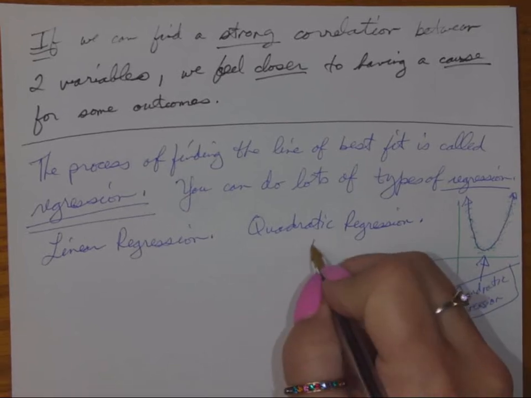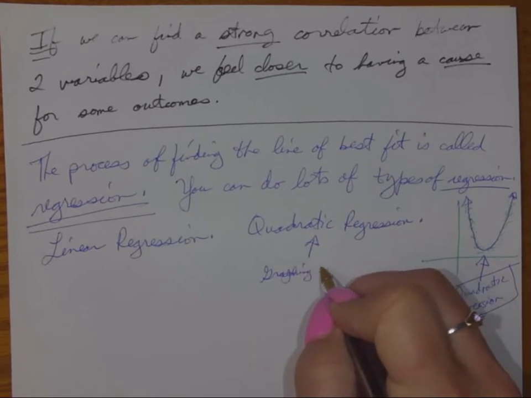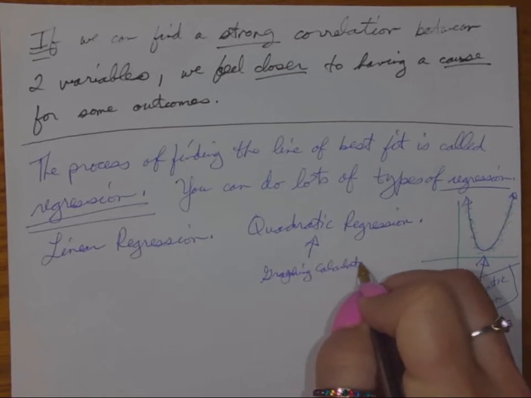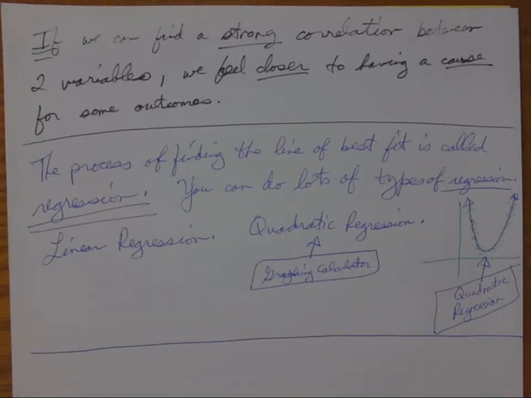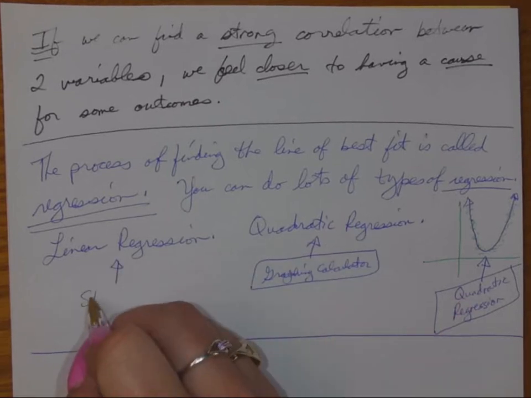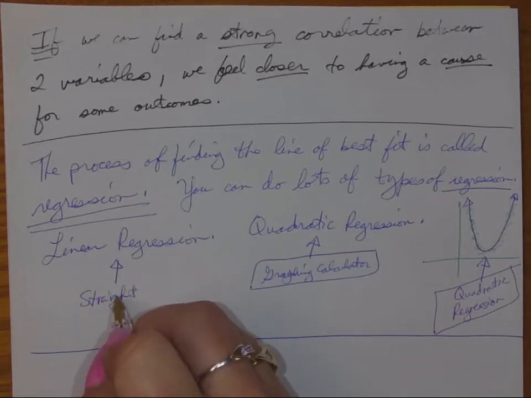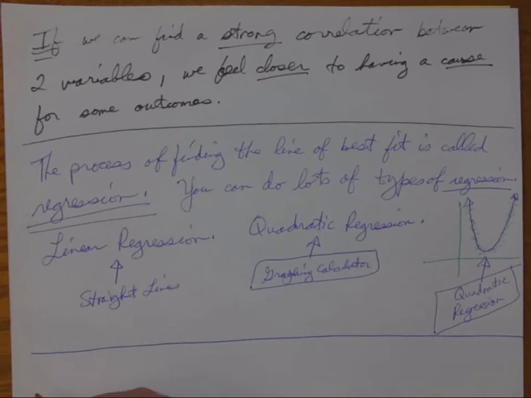For anything like that, you would use a graphing calculator. So whenever I show you how to use the graphing calculator for linear regression here in a little bit, just know that your graphing calculator will also do those. Okay, these are all going to be straight lines that we can approximate a line of best fit.